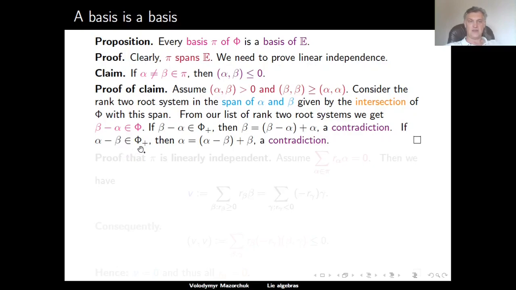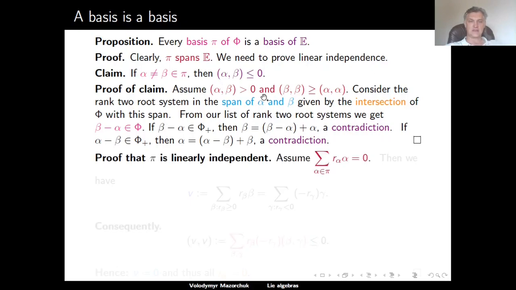If alpha minus beta is a positive root, then alpha can be written as alpha minus beta plus beta, which is again a contradiction. Of course, either beta minus alpha or alpha minus beta must be a positive root, so in any case we get into a contradiction, which proves our claim. The scalar product of two elements in pi must be non-positive.